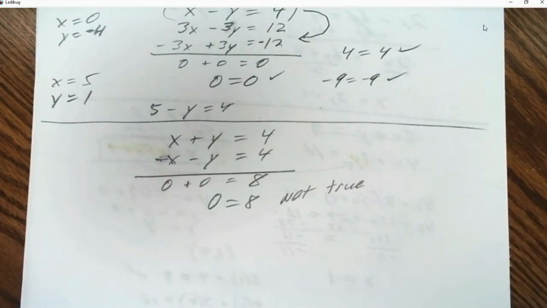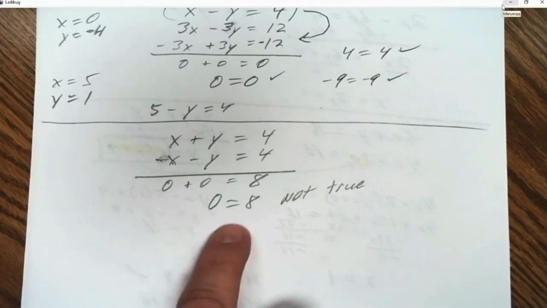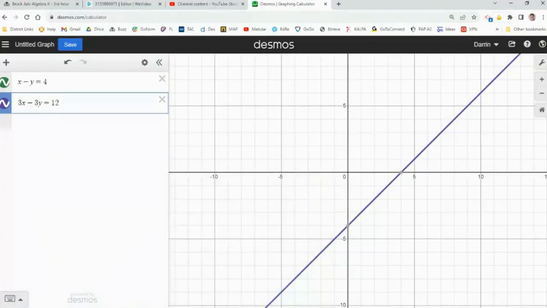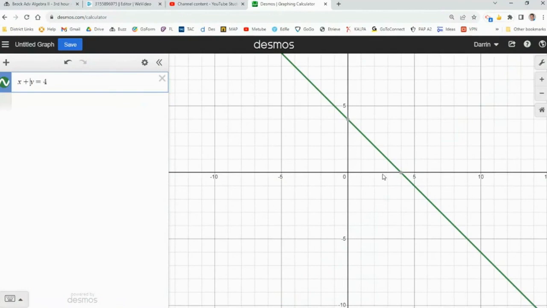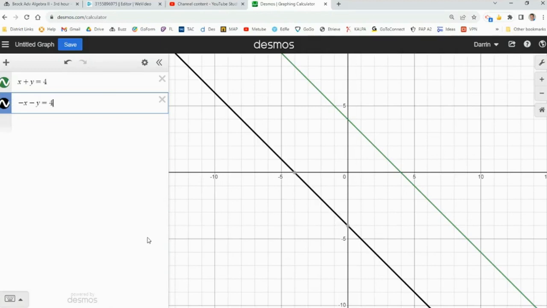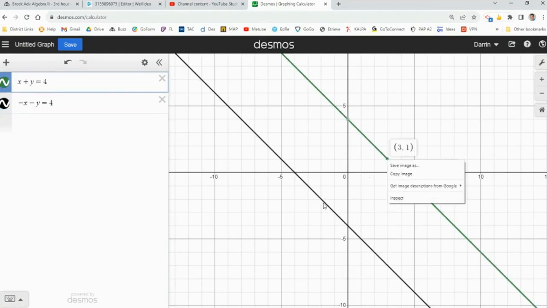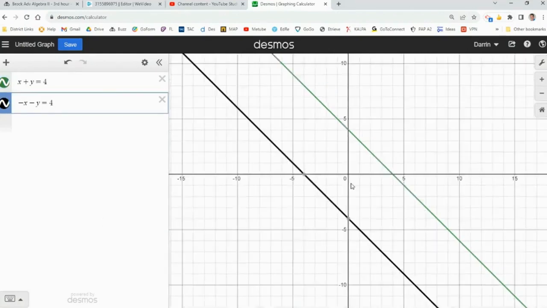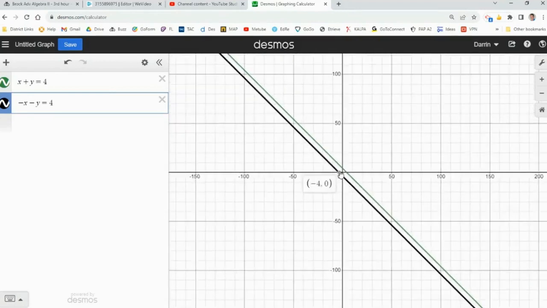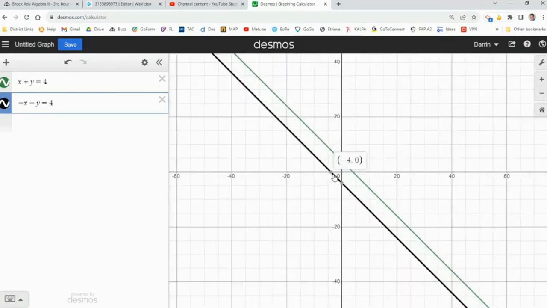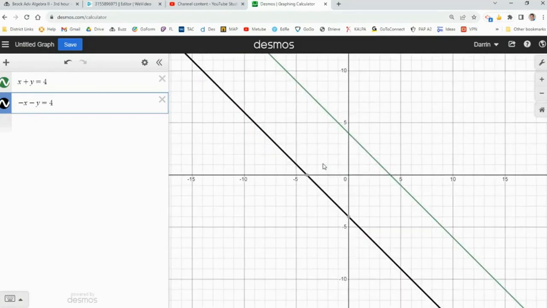Well, that's one of those special cases. Let's graph that and see, why is there not a solution? Why did my variables go away and all I've got is something that's not true? So if we say X plus Y equals 4 is that line. And the other one was -X minus Y equals 4. Oh, that's why there's no solution. When we graph it, look, they're parallel lines. They'll never touch each other. We zoom out now, they never touch each other. They're parallel lines.